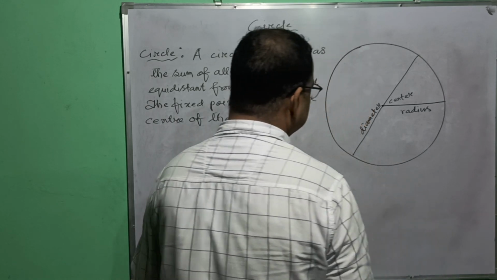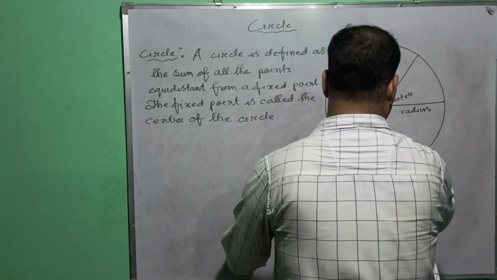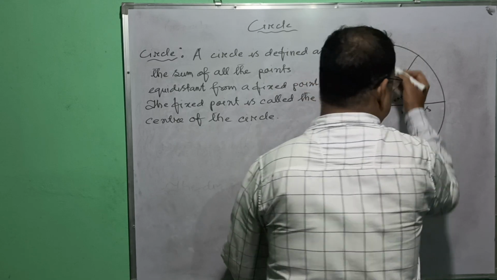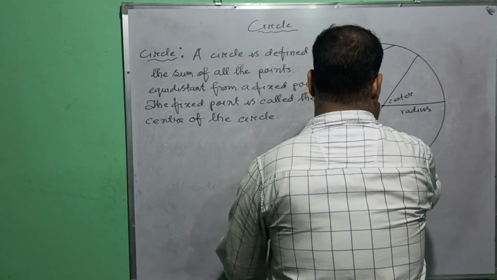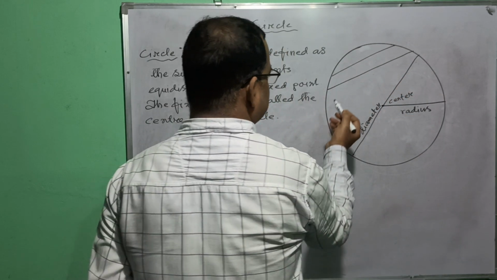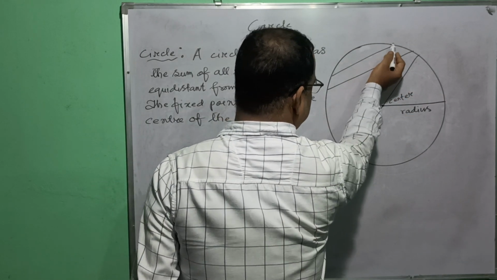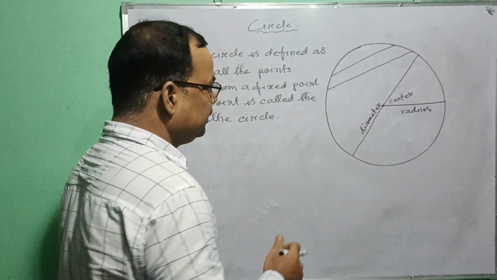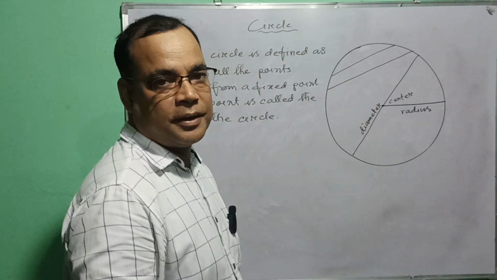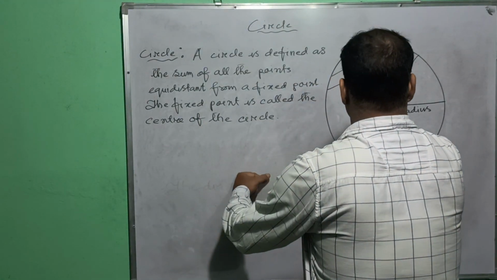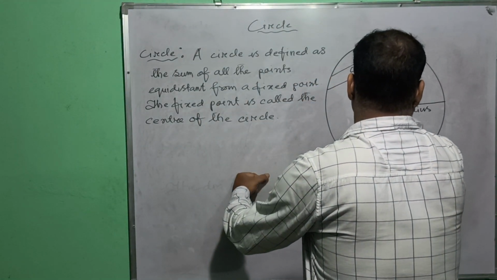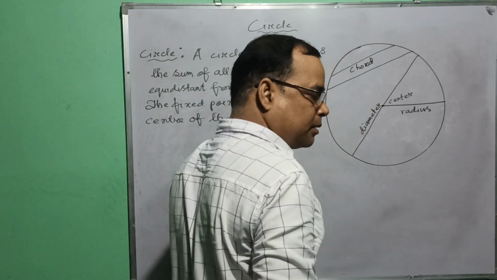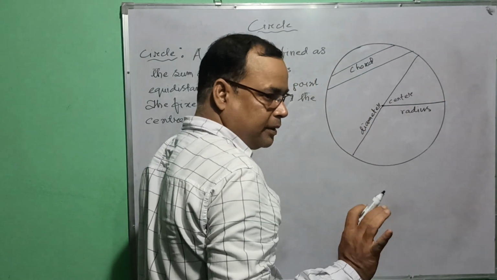Now we'll discuss another. Suppose if we draw any line segment, that one also. So this line segment is touching 2 points of the circumference. So we can draw many such line segments. These line segments are called chord of the circle. So we can write here chord, C-H-O-R-D.